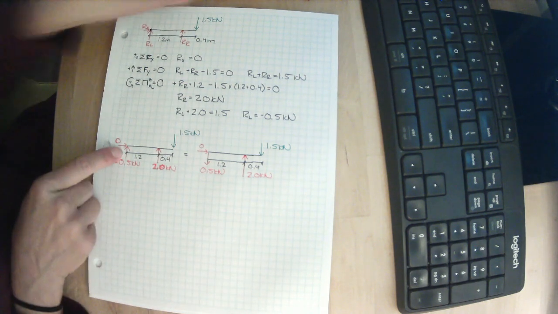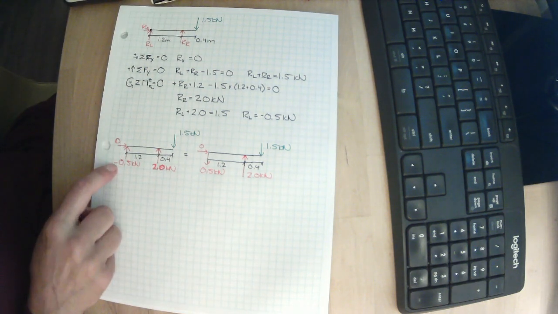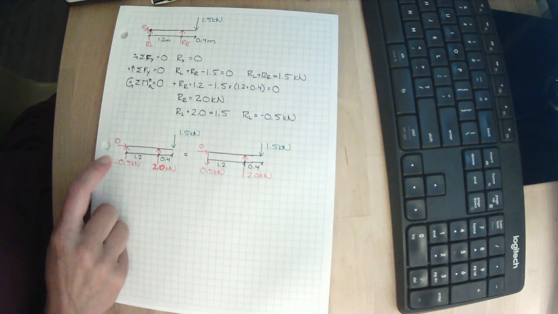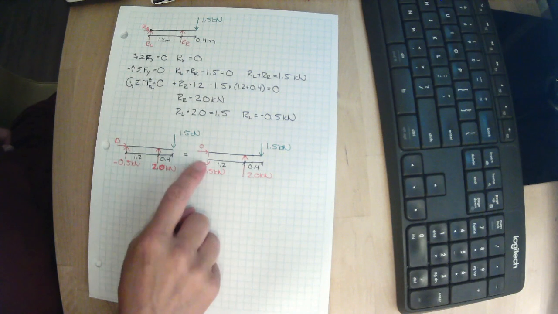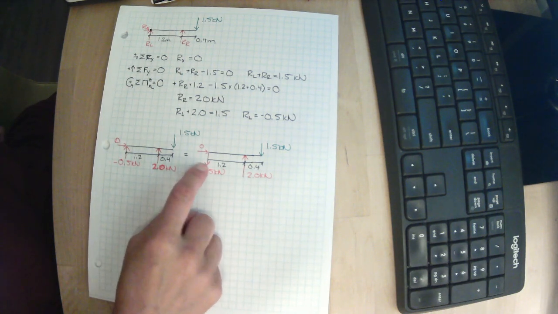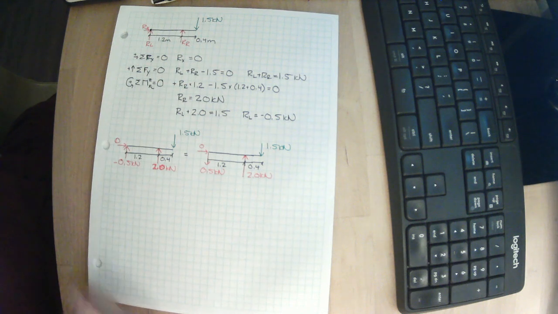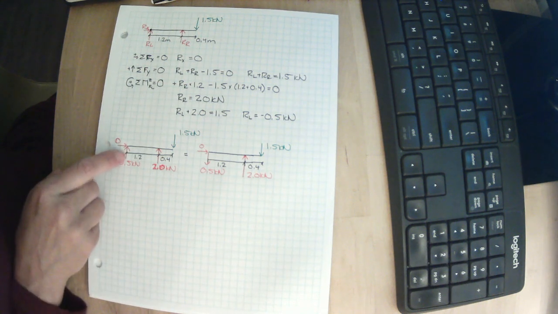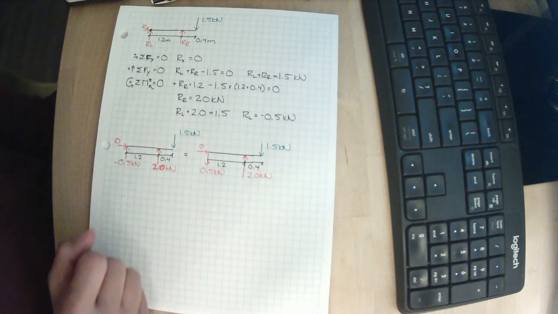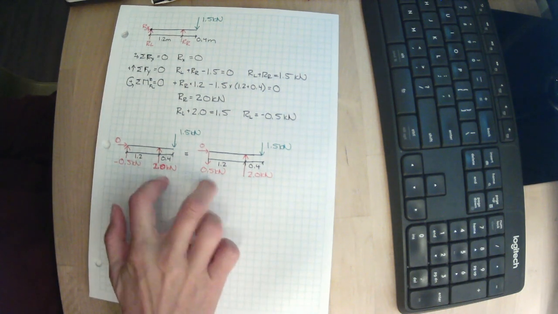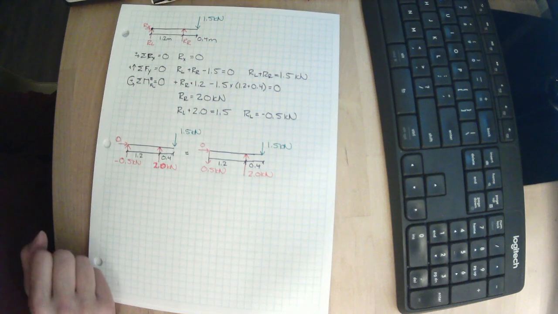We can keep drawing the arrow upwards and indicate that the value was a negative number. We can change the direction of the arrow and now start writing it as positive because the arrow is indicating that we're trying to hold it down. This says that we have an arrow going upwards, but the value is minus 0.5, which means it's acting downwards. So these two things are the exact same free body diagram.